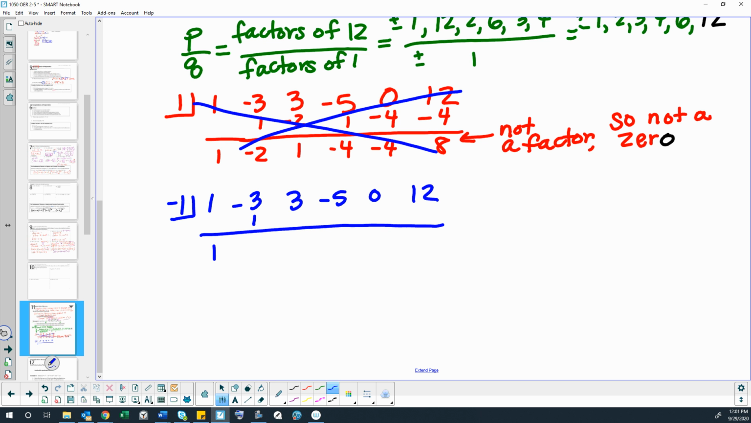1, negative 2, positive 2, positive 5. Am I doing this straight? Uh-oh. Nope.